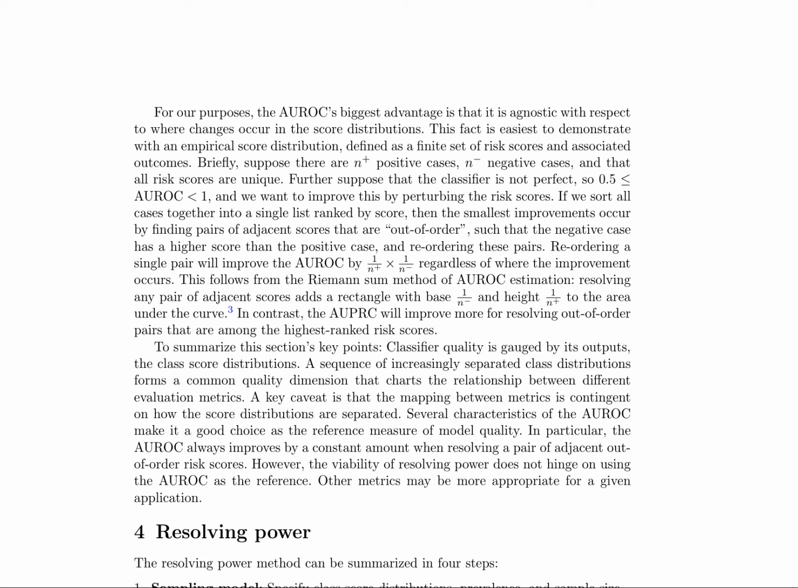The resolving power method is introduced to assess classifier quality, consisting of 4 steps: specifying class score distributions, prevalence, and sample size; creating a fine grid of improving classifiers and calculating each metric's values across the grid; estimating metric sampling uncertainty by drawing random samples at points of interest within the quality grid; and comparing the resolving power using the above results. An idealized example illustrates the core mechanics of this approach, comparing the resolving power of the AUROC with that of the area under the supergrade curve, AUSGC.